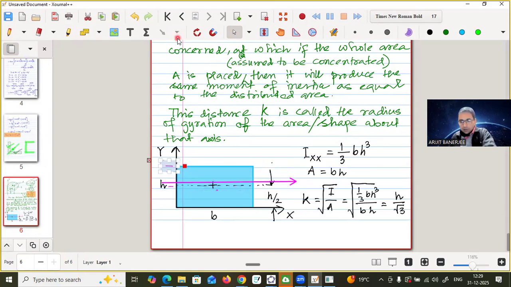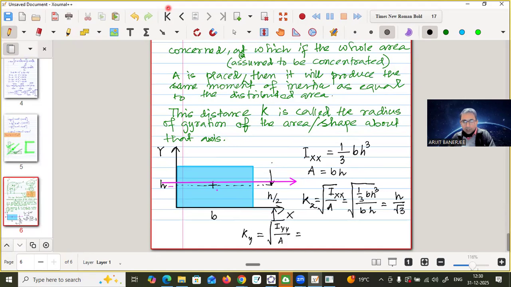Right. So one thing is this. Another thing is, what is the radius of gyration about this y-axis? This is the radius of gyration about the x-axis, so I can write here kx instead of simple k. Similarly, you can determine the radius of gyration about the y-axis. This was Ixx by A, now it will be Iyy by A.